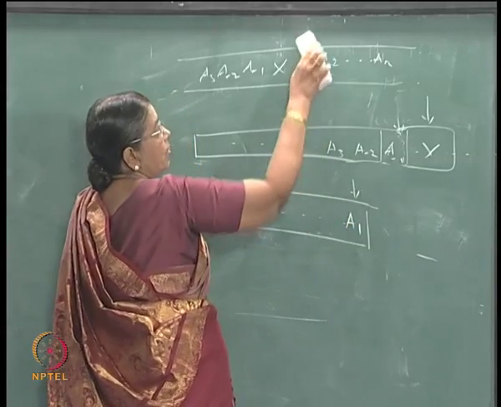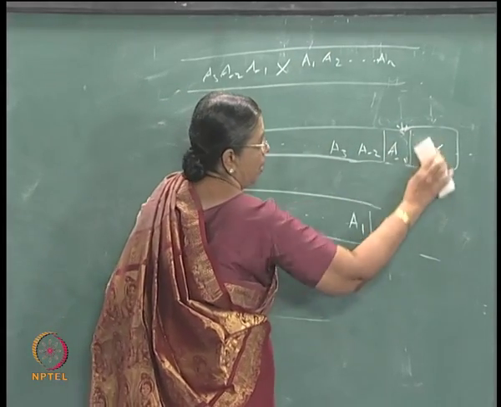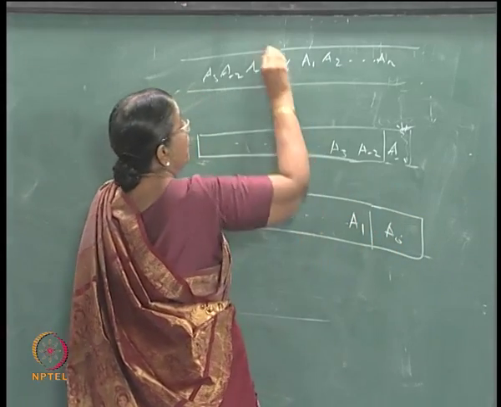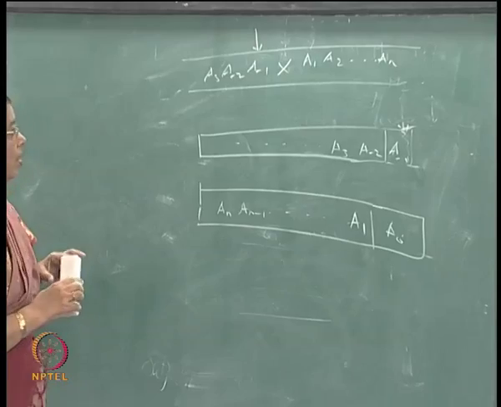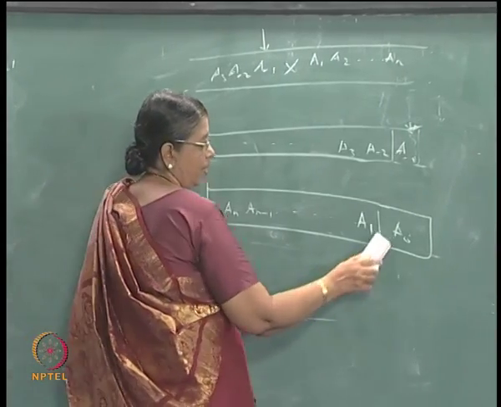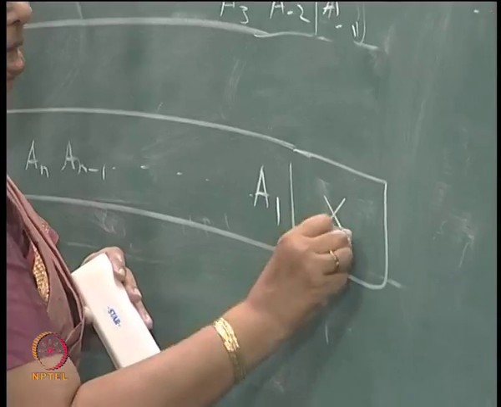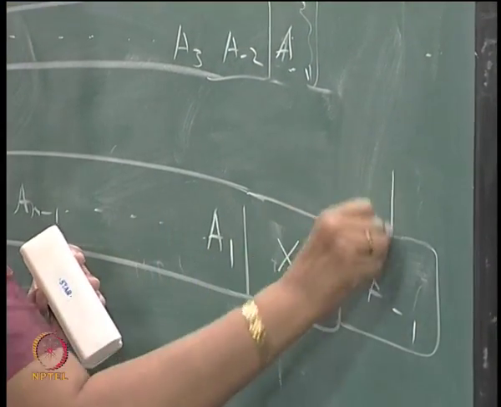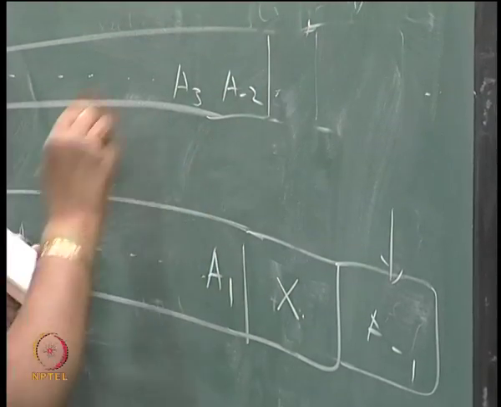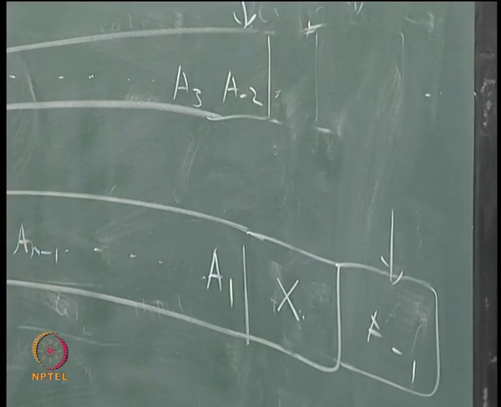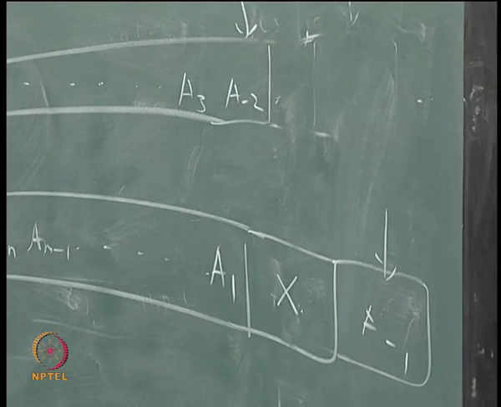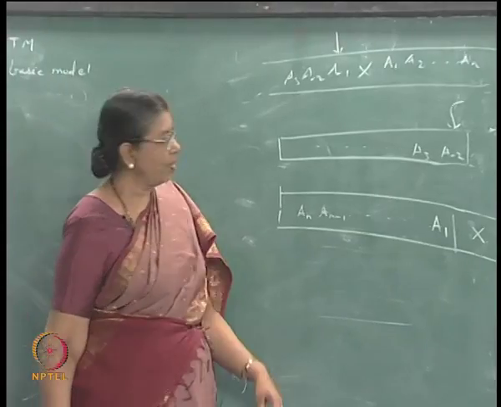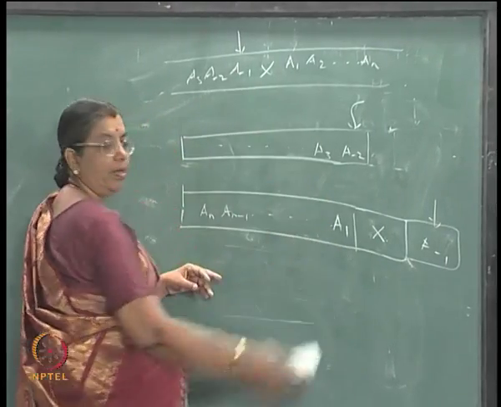Now, suppose the move is to the left. Originally you had A naught here, suppose it is moved here, this is changed into X and then this is pushed on. This tape head will move, A1 will be popped off from that, A minus 1 will be popped out from here and it will be pushed here. So, again the current symbol read is A minus 1.